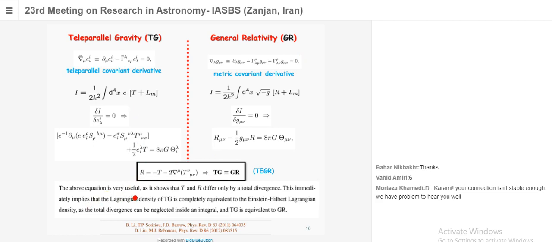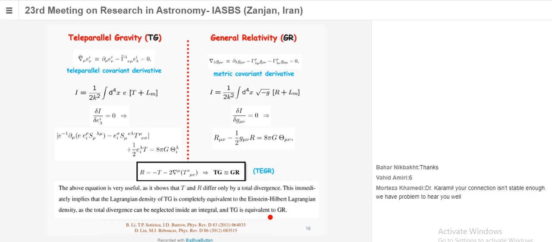The above equation is very useful as it shows that T and R differ only by a total divergence. This total divergence means total divergence of T nu mu nu. T nu mu nu is a torsion tensor, not energy momentum tensor. This immediately implies that the Lagrangian density of TG is completely equivalent to the Einstein-Hilbert Lagrangian density, as the total divergence can be neglected inside an integral, and TG is equivalent to GR.